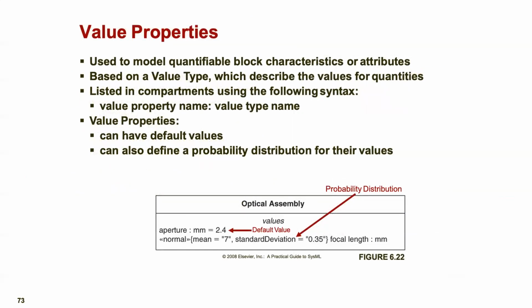Value properties are used to model quantifiable block characteristics or attributes. It's based on value type, which describes the value for quantities. It's listed in compartments using the following syntax: the value property name, colon, value type name. The value properties can have default values and can also define a probability distribution for their values.